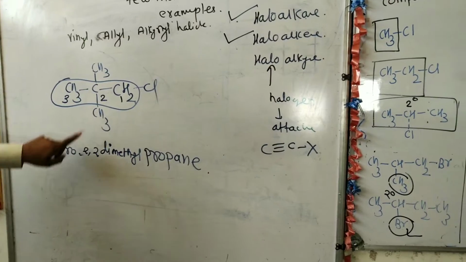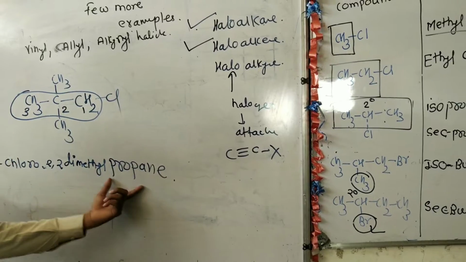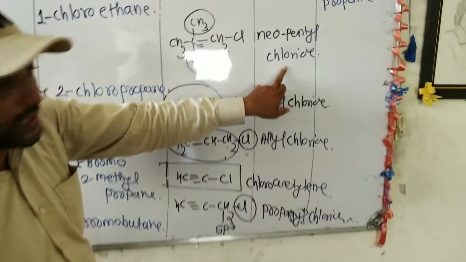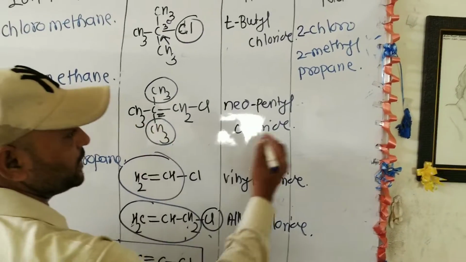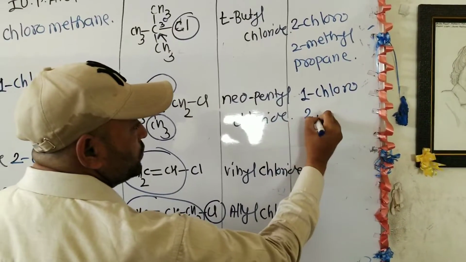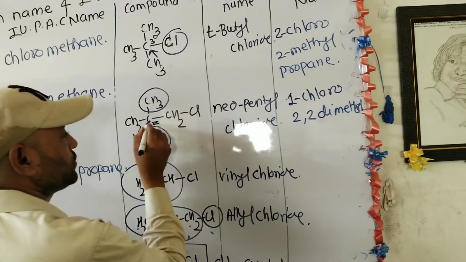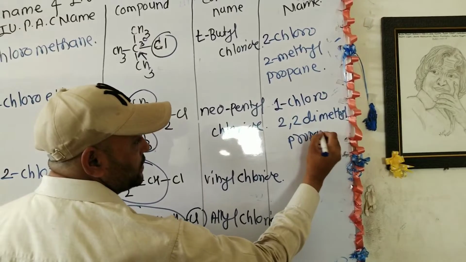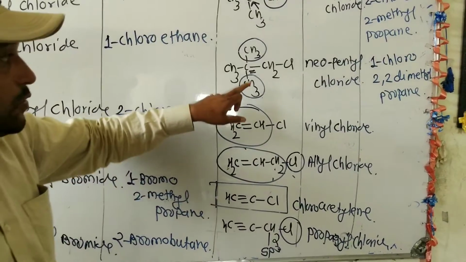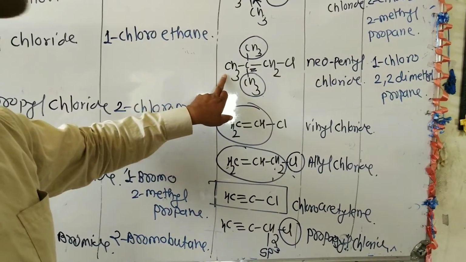So what is the IUPAC name of neopentyl chloride? 1-chloro, 2,2-dimethyl, and the 3 carbon chain, propane. So what is the IUPAC name of this compound? 1-chloro-2,2-dimethylpropane.